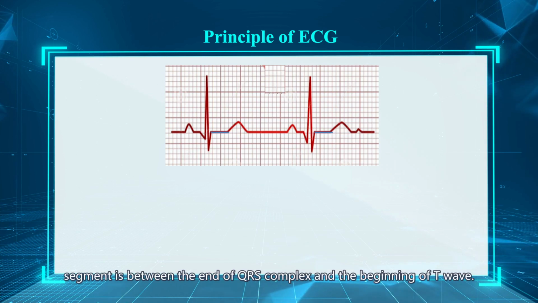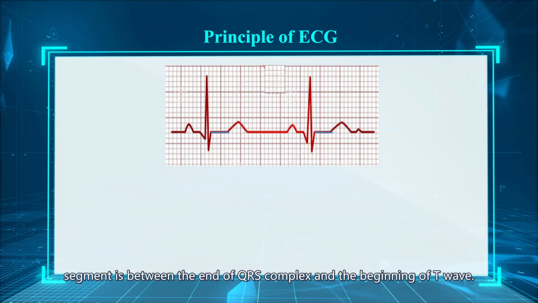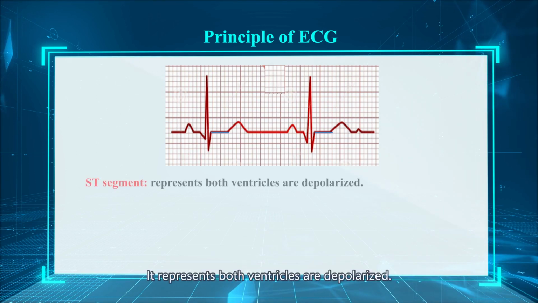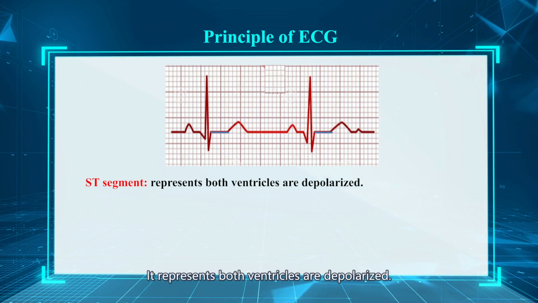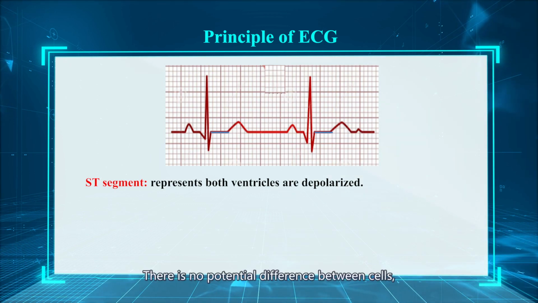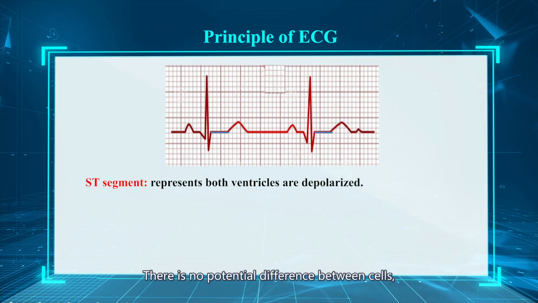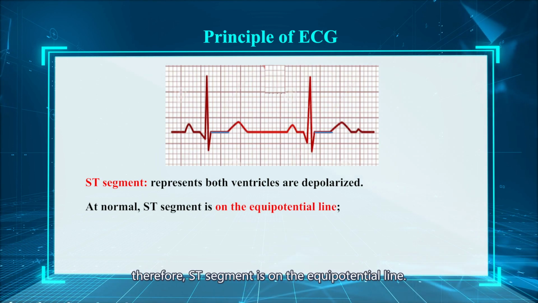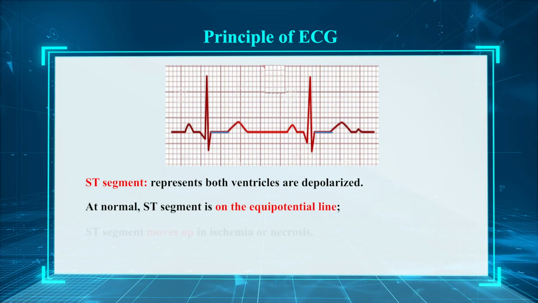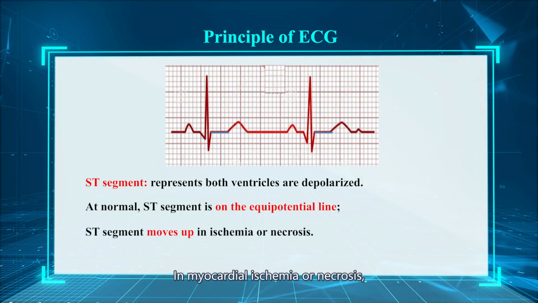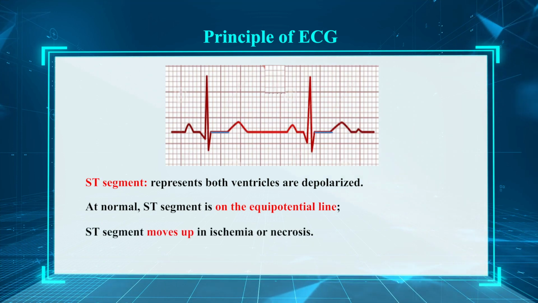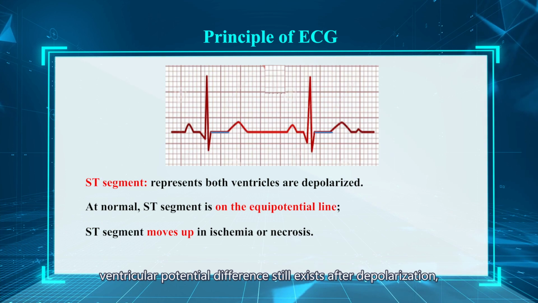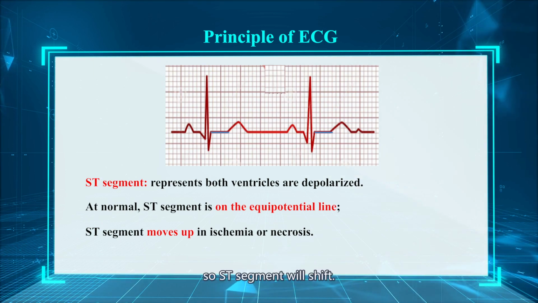ST segment is between the end of QRS complex and the beginning of T wave. It represents that both ventricles are depolarized. There is no potential difference between cells. Therefore, ST segment is on the equipotential line. In myocardial ischemia or necrosis, ventricular potential difference still exists after depolarization, so ST segment will shift.